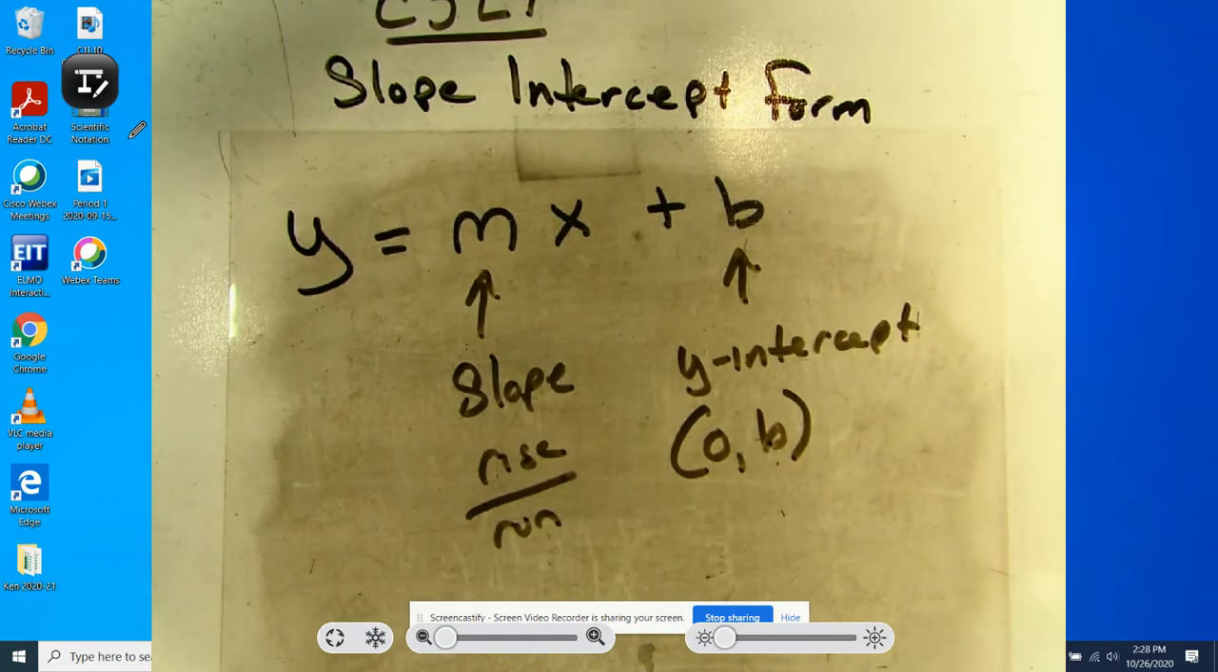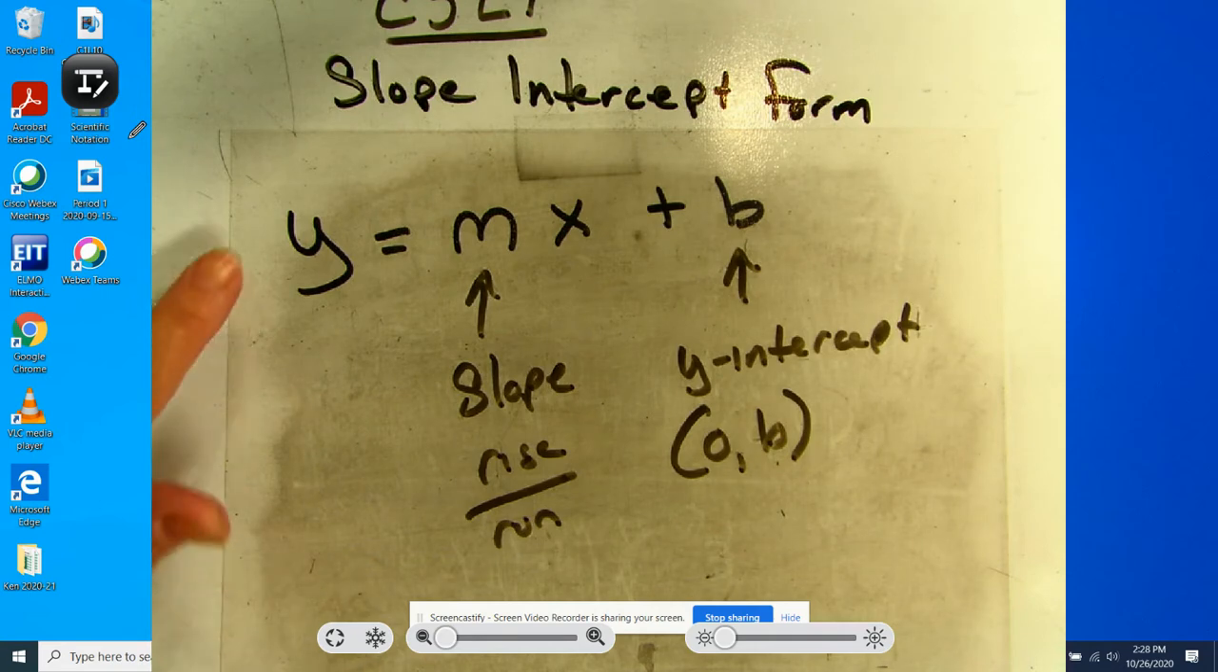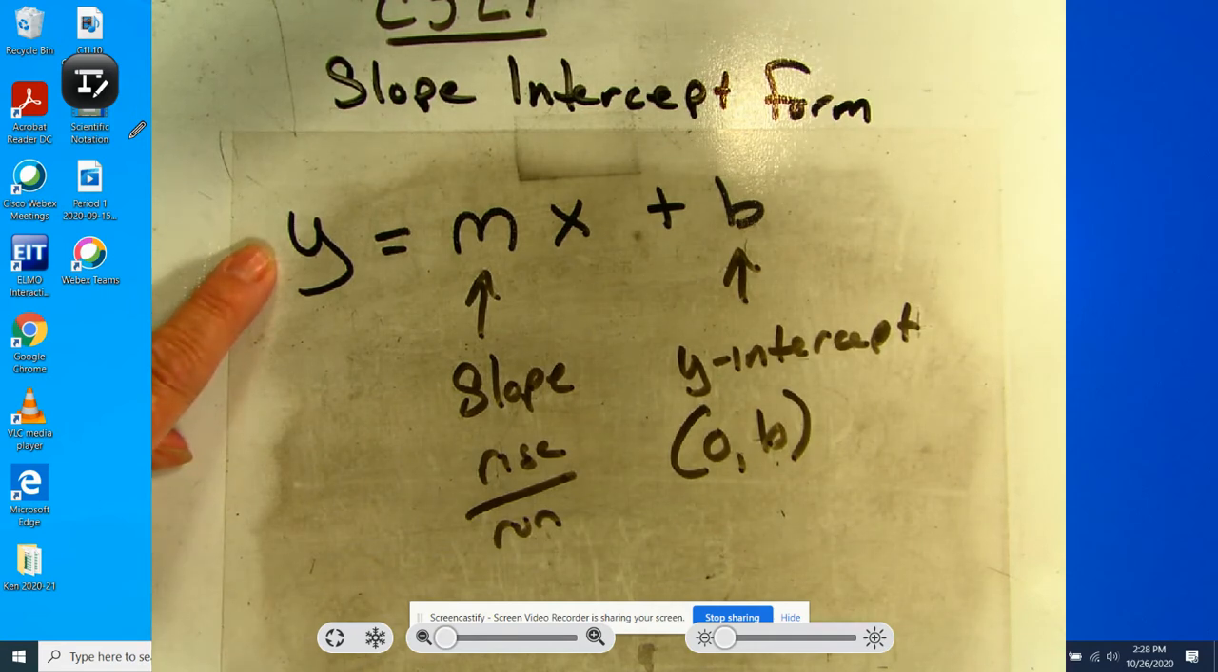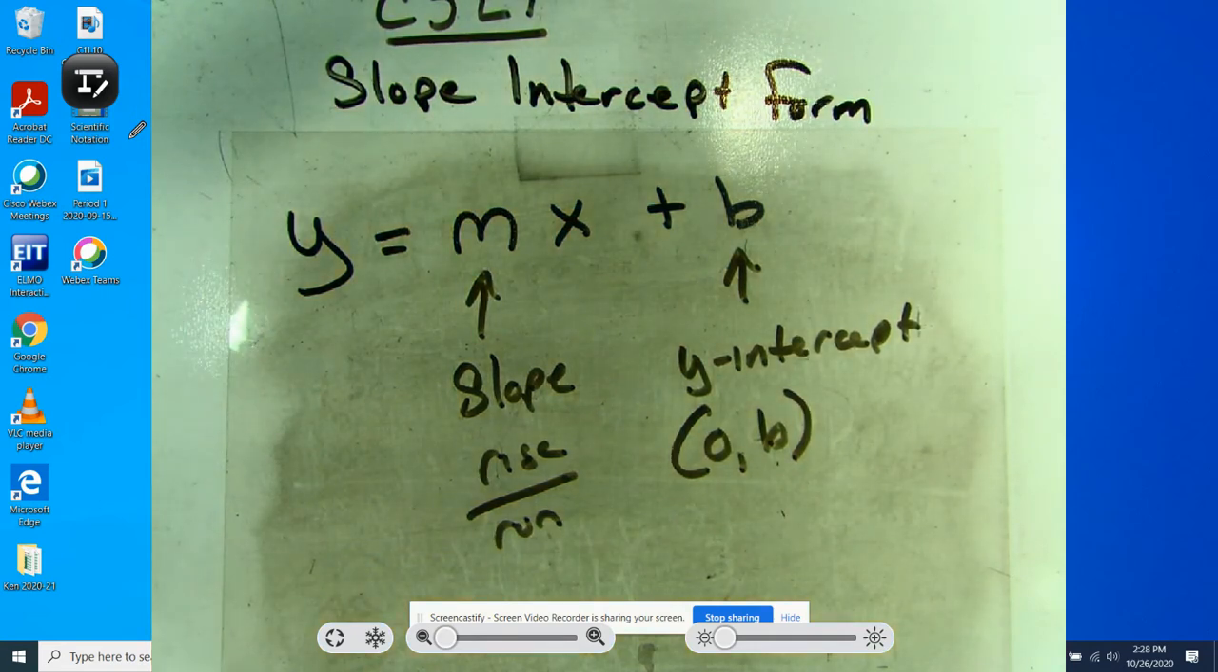So when we have an equation for graphing, when you're thinking algebraically, when you're thinking of two variables, x and y, this is going to be the equation you need to remember, y equals mx plus b.